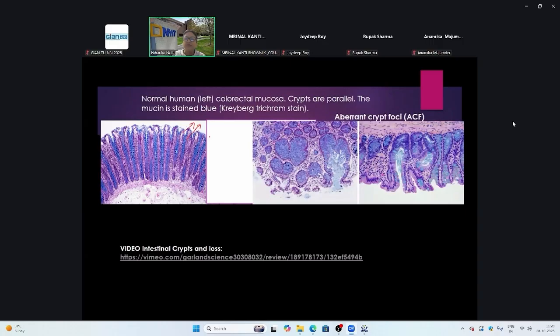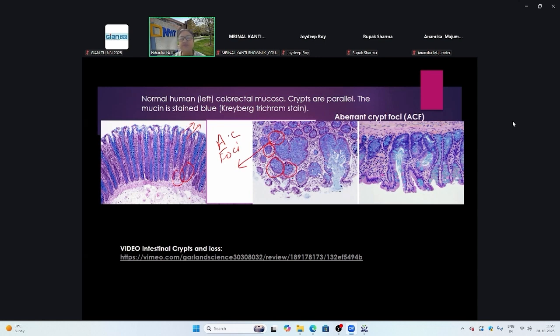But next, look at these. These are your aberrant looking crypts. They're all over the place. They don't look like crypts anymore. They are smaller crypts, so all of these smaller crypts are everywhere. And so these are called aberrant crypt foci, because they are a focus, so it's called foci. So, aberrant crypt foci.